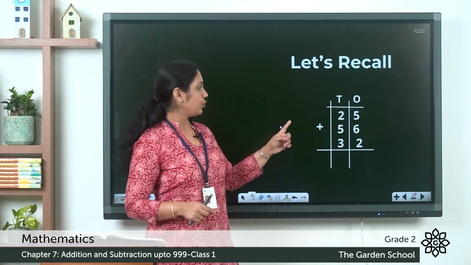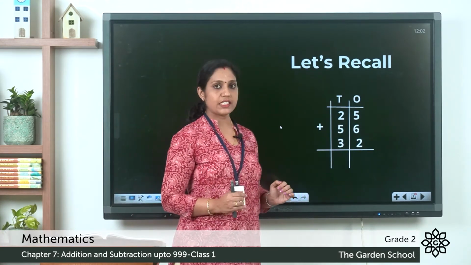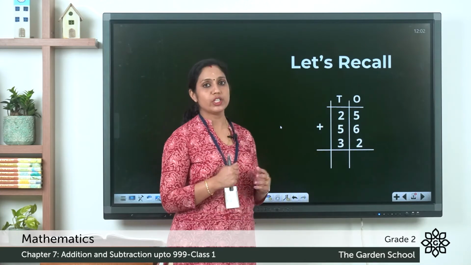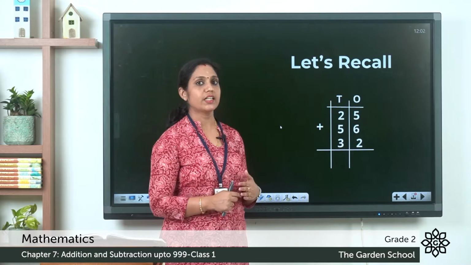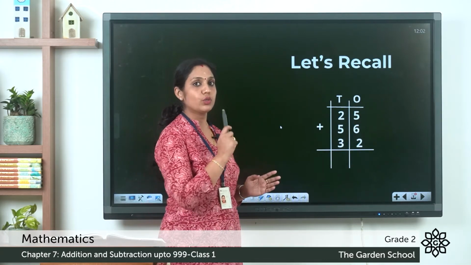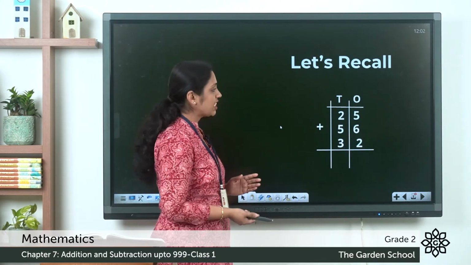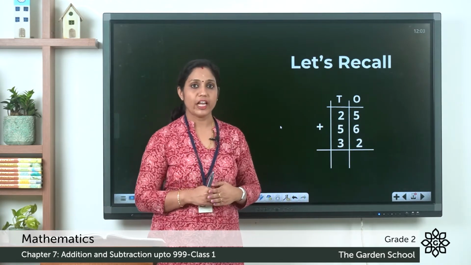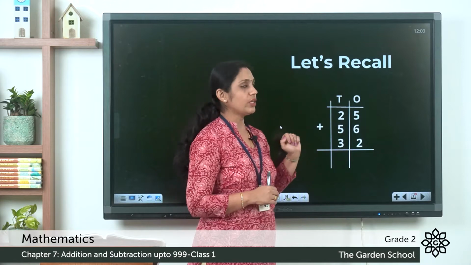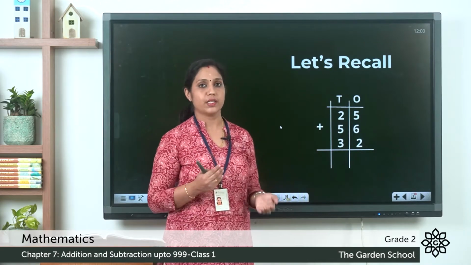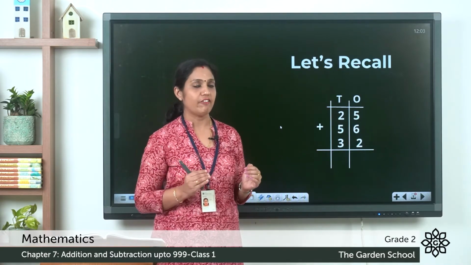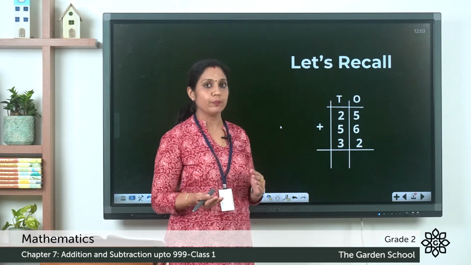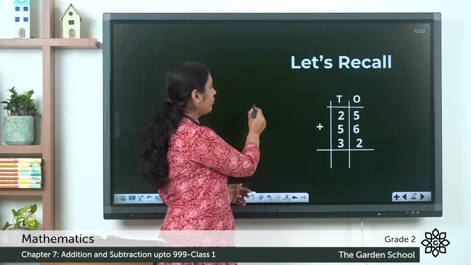Next we have 25 plus 56 plus 32. Here we have three two-digit numbers. So let's get started. What do we have to do? We have to move to the ones place first. In the ones place we have 5 plus 6 plus 2. Which numbers do we have to add first? The first two numbers. How much is 5 plus 6? 5 plus 6 is 11, and with that 11 we have to add 2 also. So 11 plus 2 is 13, and what do we have to do?